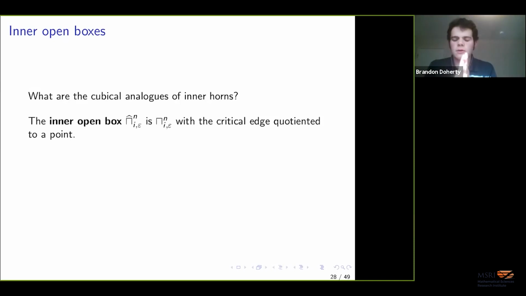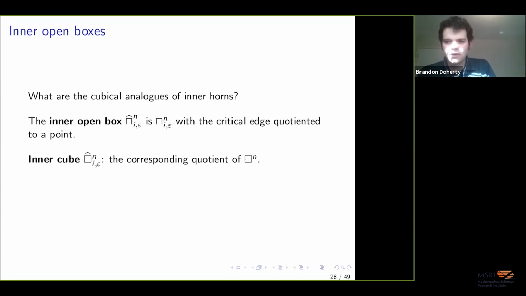So now we define what we call the inner open box, the I epsilon inner open box of a given dimension n. This is a certain quotient of the I epsilon open box. What we do there is we take the critical edge and quotient that edge to a point. So we just collapse that down to a degenerate edge.